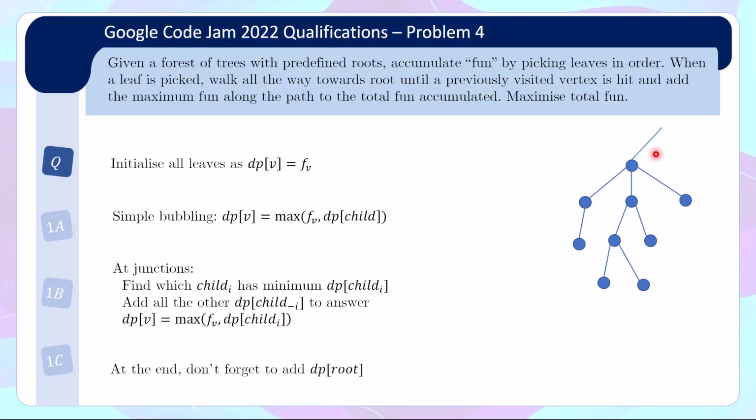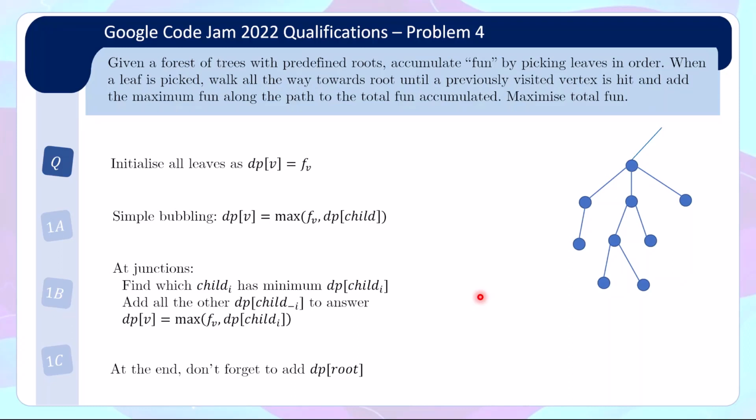And then, of course, you continue to iterate this by using a DFS approach. The children will have been computed by the time we reach the parent, so we can keep bubbling upwards until we reach the root. And then don't forget, DP root currently stores the fun value that you will get by activating the super nubus leaf first. So don't forget to add it at the end to your answer as well.